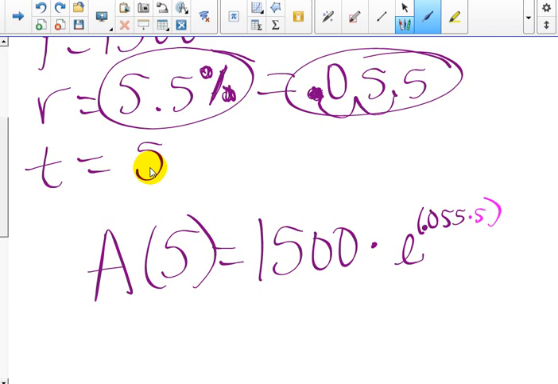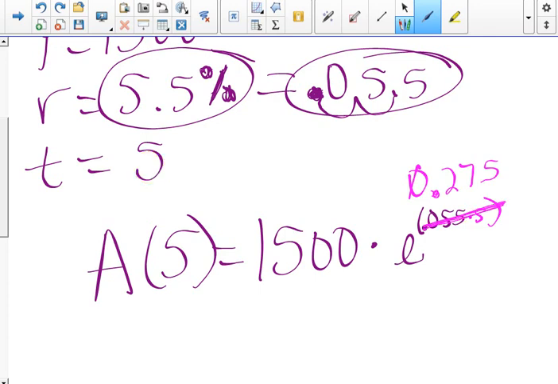Everybody do this on your yellow calculator. Go. 0.055 times 5. And what do you get? 0.275. Or .275. I never put that leading 0 there, but it's not wrong if you put it. All right? 0.275. So we've got that one calculated.